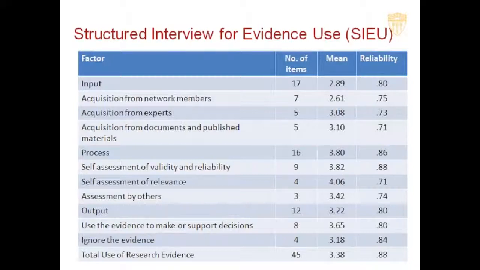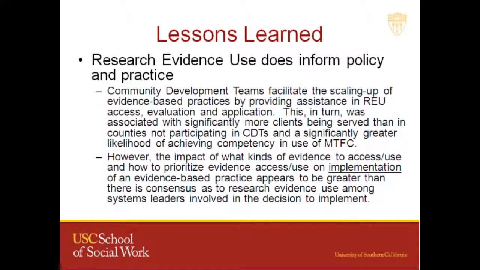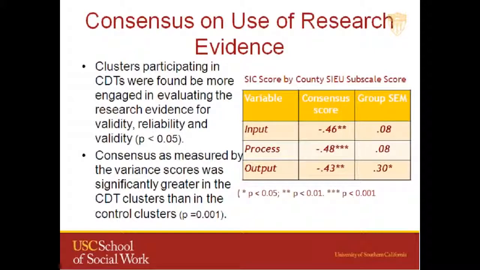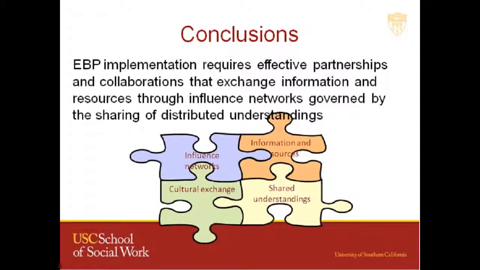And as you can see, the total scale had a Cronbach's alpha of 0.88. The subscale reliability was fairly good. We just published a paper that came out this week in Research on Social Work Practice that provides the psychometric properties, rather, of this scale. Next slide. I think I'll skip over that and get to the final element of this. Next slide. And that has to do with the consensus on the use of research evidence.